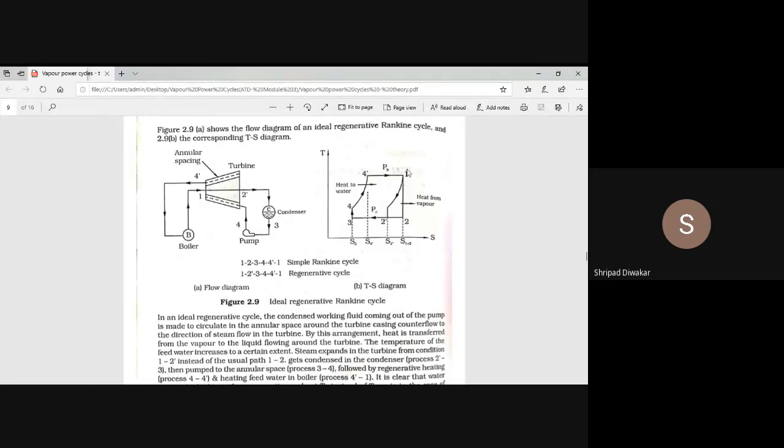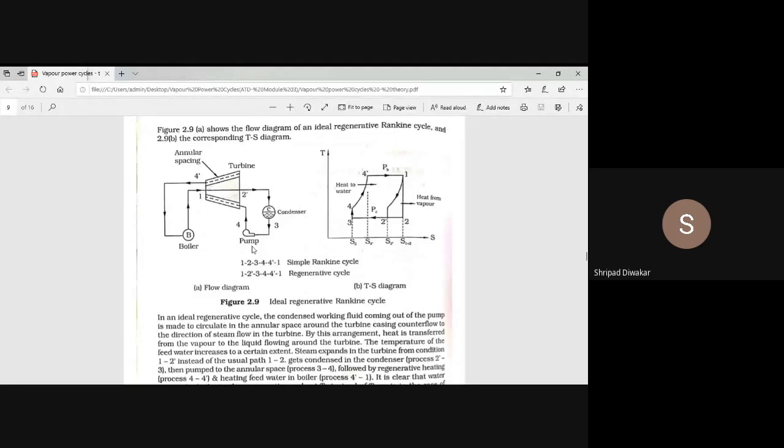First you draw 1, 2, 3, 4, 4 dash 1, your ideal Rankine cycle. To add regeneration, you draw a line parallel to 4, 4 dash, and then the 2, 3 line, you drop that one. Next you mark that point as 2 dash. Then how the working of regenerative cycle takes place, I'll explain the working principle.